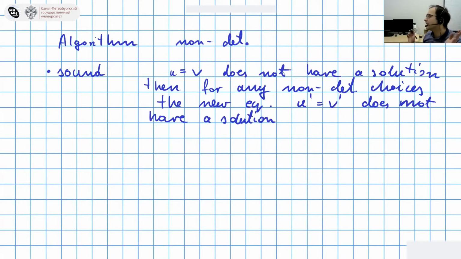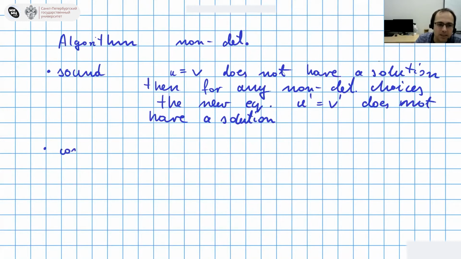Okay, so in essence, whatever we do, we cannot turn an unsatisfiable equation into a satisfiable one. It could be the other way around. If we made some bad decision and the equation had a solution, but we made some bad choice, then the new equation doesn't have one. This is fine. We cannot turn a negative instance into a positive instance.